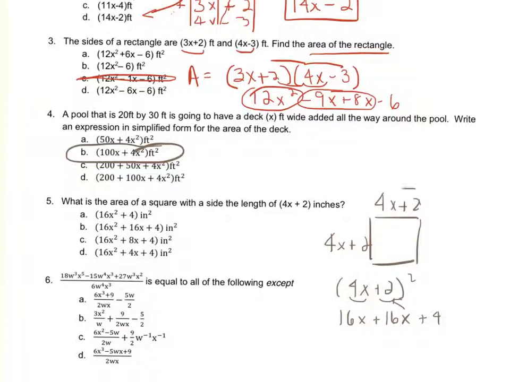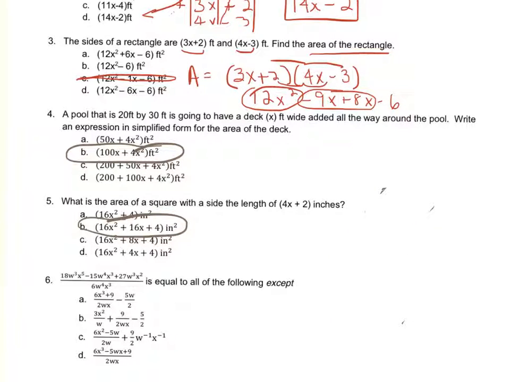Now if you don't remember that, you can just write 4x plus 2 times 4x plus 2 and FOIL them together. But 16x squared plus 16x plus 4 is our result. And then finally the last one on the first page, and then I'll stop and make another video for the rest.